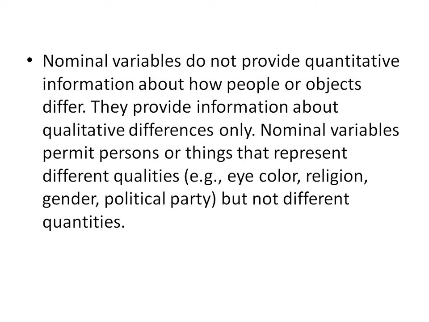Nominal variables do not provide quantitative information about how people or objects differ. They provide information about qualitative differences only, because if a person is male or female, it's not telling the quantity, it's telling the quality, what the person is gender-wise, male or female. Nominal variables permit us to distinguish persons or things that represent different qualities, for example eye color, religion, gender, political party, but not different quantities.